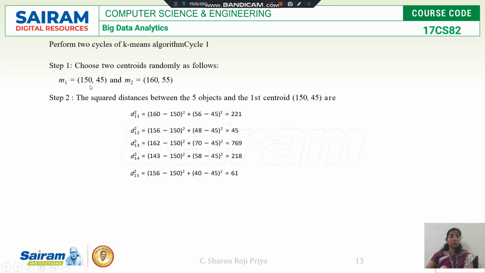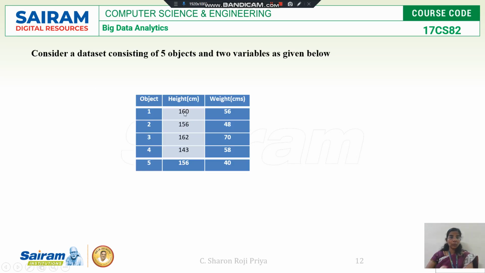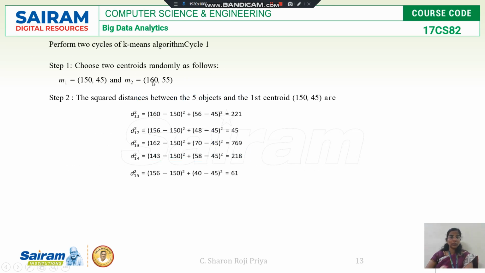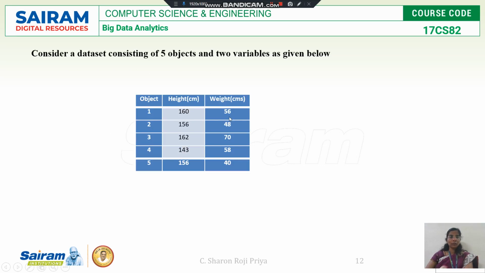I have chosen the first centroid as 150, 45. You can check here, 150 is not there. So some random values I am choosing as my centroids, but it should be somewhat close to these values. So 150, 45 I have chosen, and the second centroid I have chosen is 160, 55. 160 is already there in your data set. No worries, you can proceed.